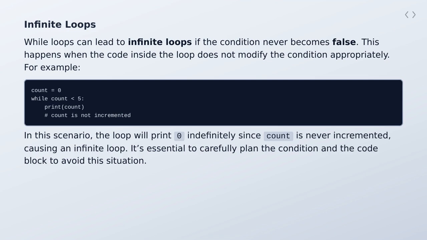For example, the samples on screen walk through this step. Take a moment to read through them. In this scenario, the loop will print 0 indefinitely since count is never incremented, causing an infinite loop. It's essential to carefully plan the condition and the code block to avoid this situation.